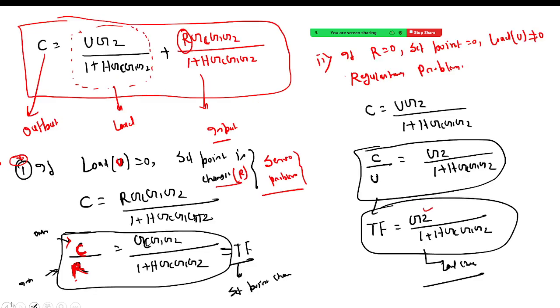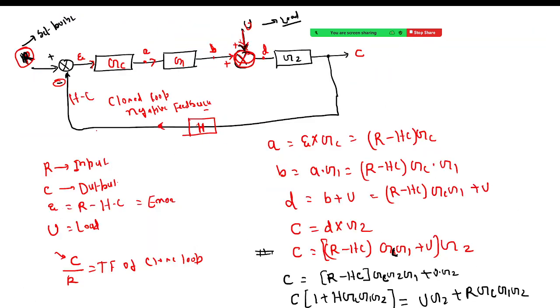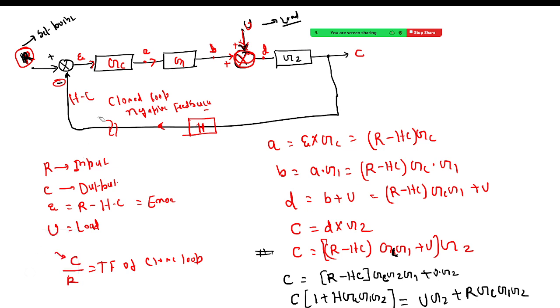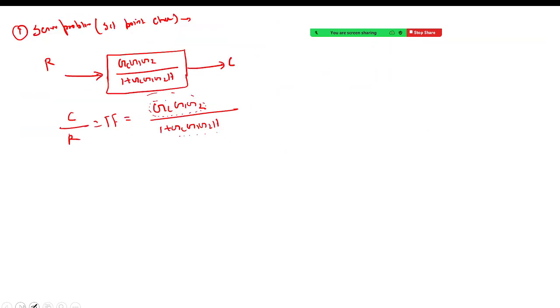Why am I calling it an open loop? If I break this loop from here, what will happen? It will be open, and it will be GC, G1, G2 and H, all in the same line, right? That's why it is sometimes called the open loop. I hope this is clear. I crack these things with the help of your basic formulas and basic loop solving.